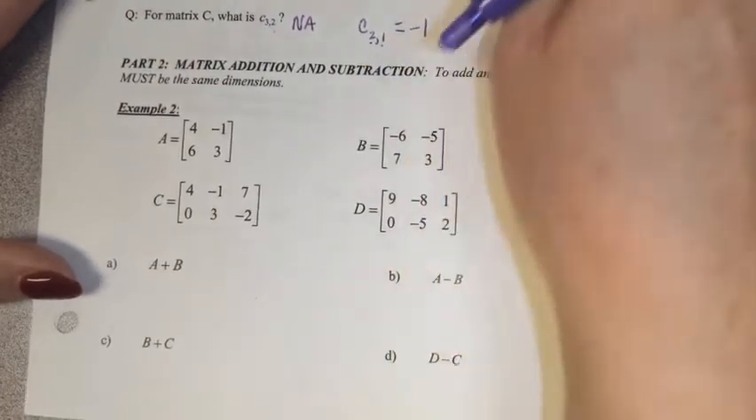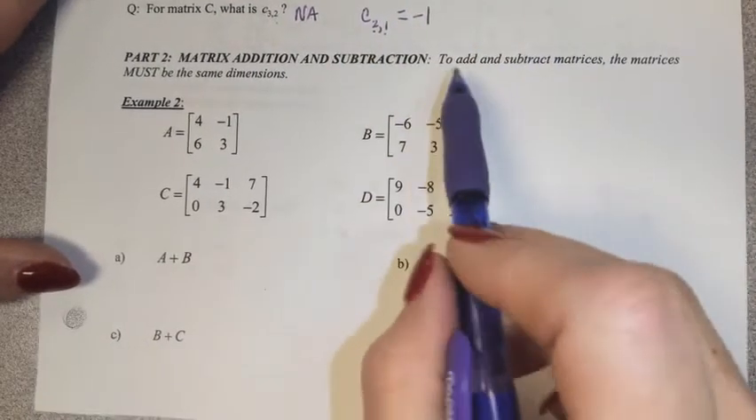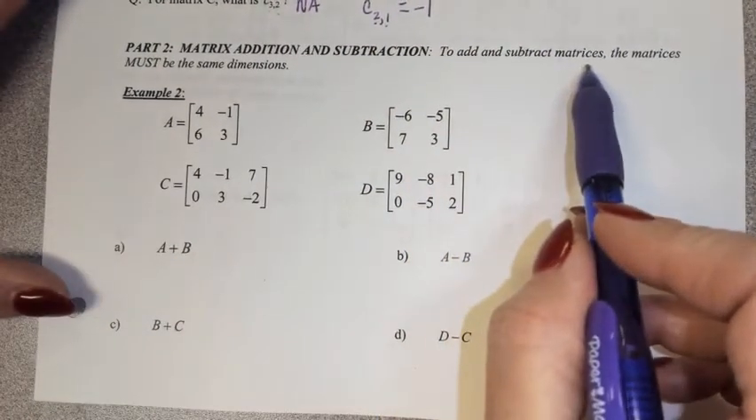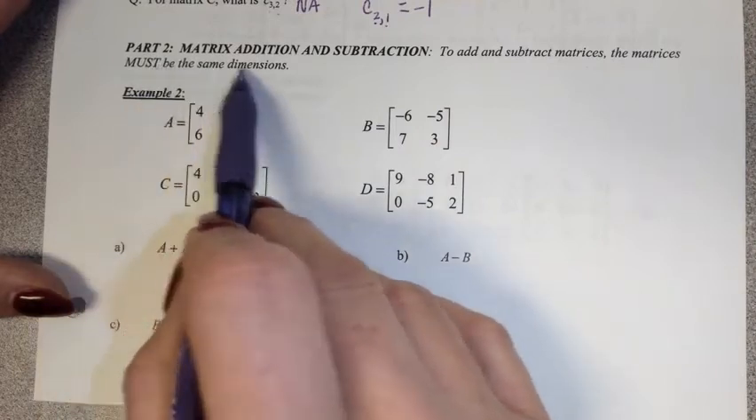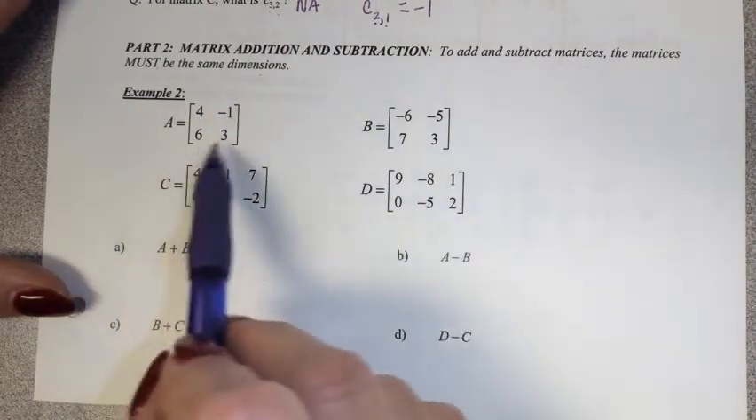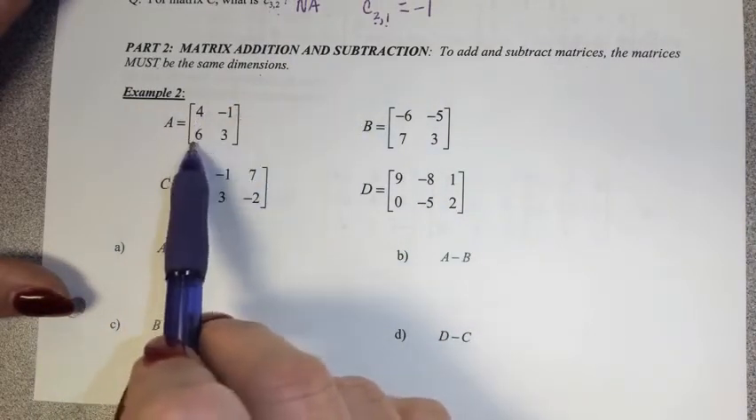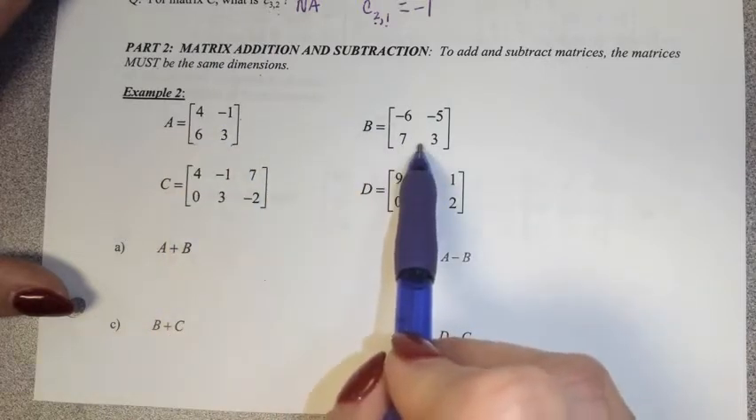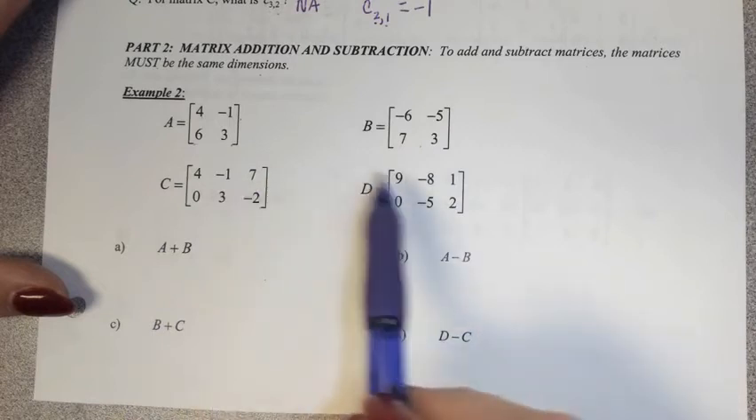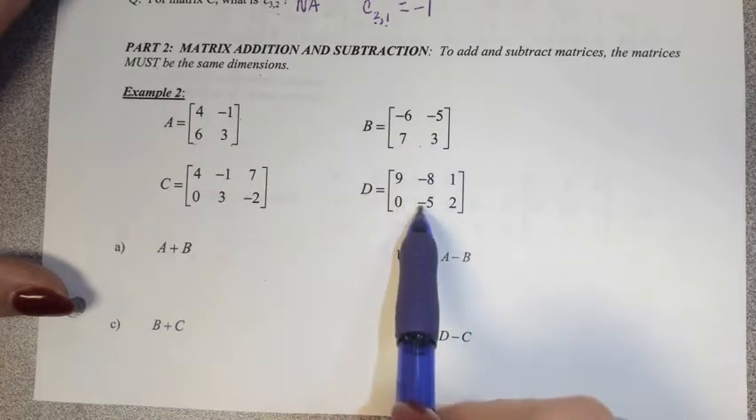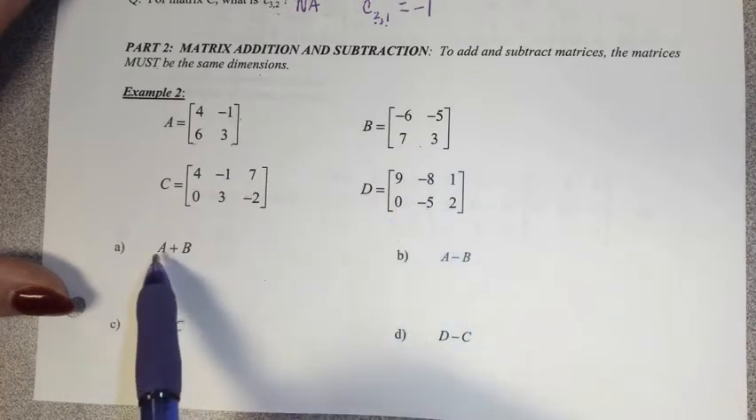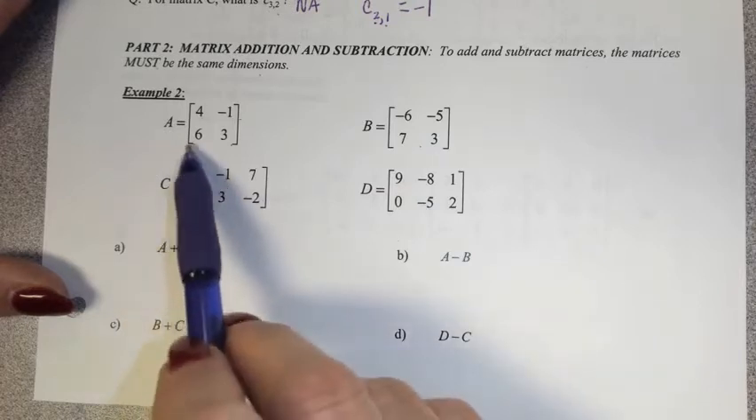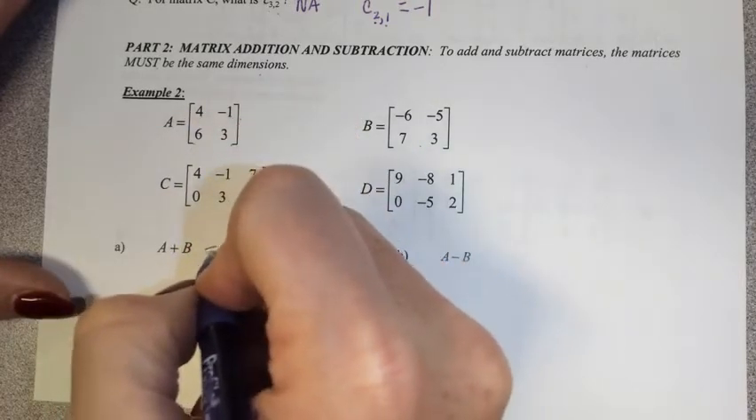So for the next part, we're going to be looking at how to add and subtract matrices. To be able to add and subtract matrices, we have to have the same dimensions for each matrix. Matrix A is a 2 by 2 matrix. Matrix B is a 2 by 2 matrix. Matrix C is going to be having 2 rows, 3 columns, and matrix D is going to have 2 rows, 3 columns. So I can add matrix A plus B.